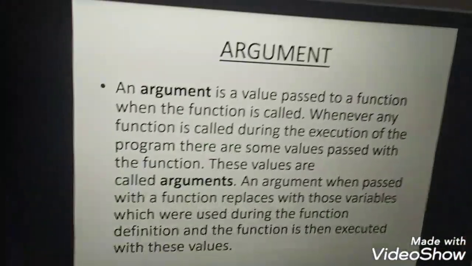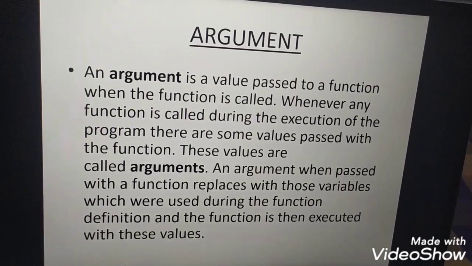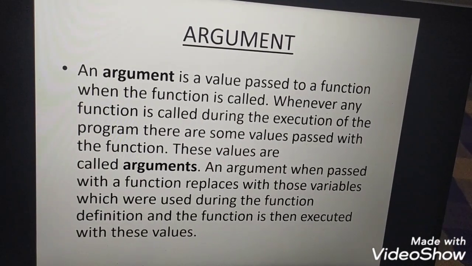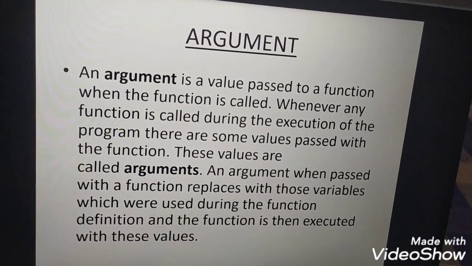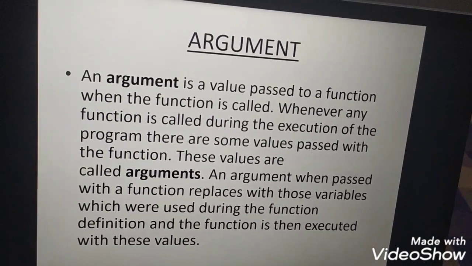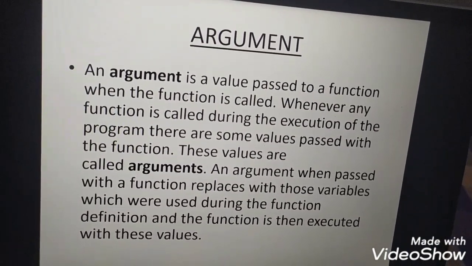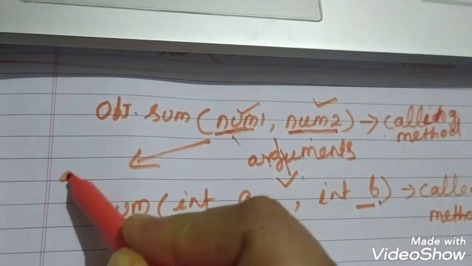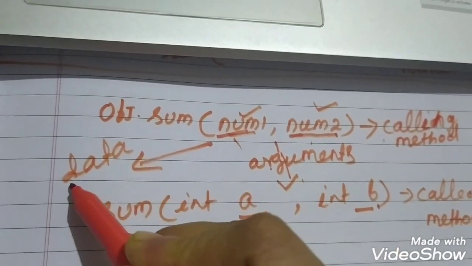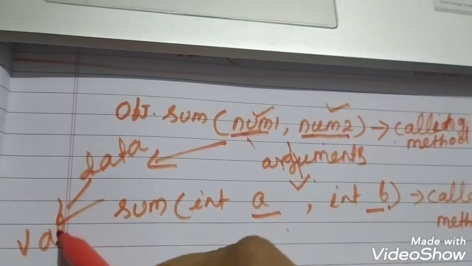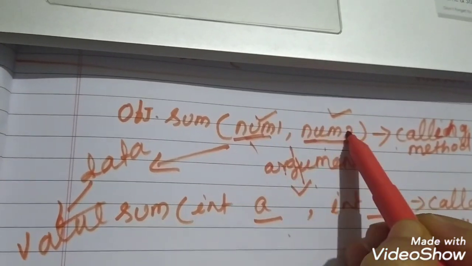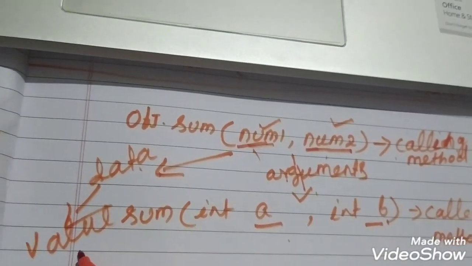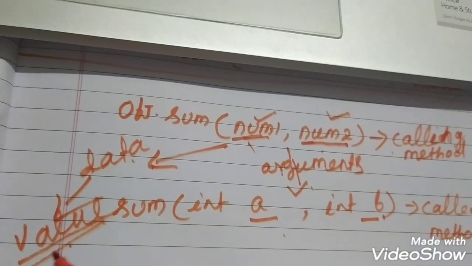Now look at the definition. The definition says that an argument is a value passed to a function when the function is called. Now what actually are these arguments? These norm1 and norm2 are nothing but the data, and the data bearing certain values. We can say norm1 and norm2 are the data carrying certain values.